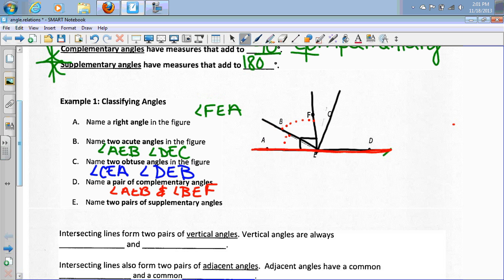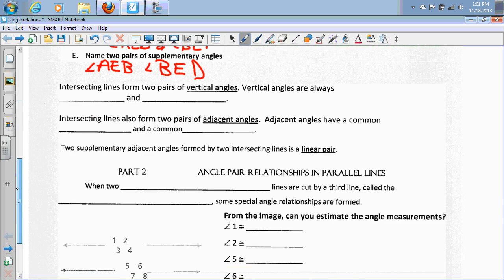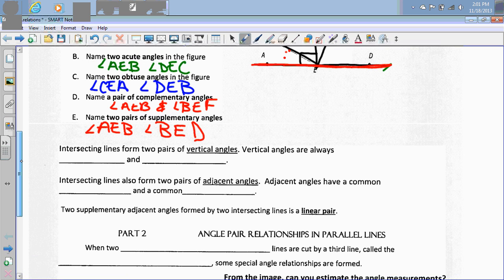And if we look at supplementary, remember they form a straight line. So what two angles would form a straight line? There's several. I'm going to choose angle AEB and angle BED. AEB and BED. You might have come up with some others. If you want to check with me to verify that, please do. Okay?